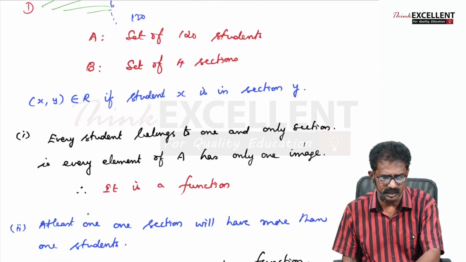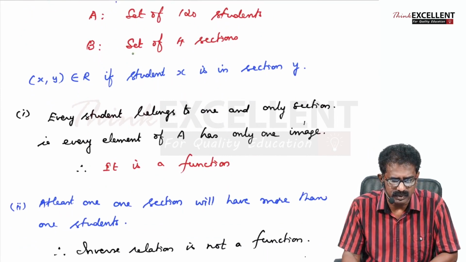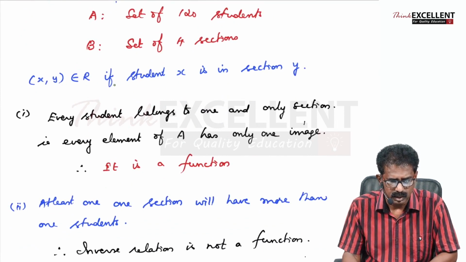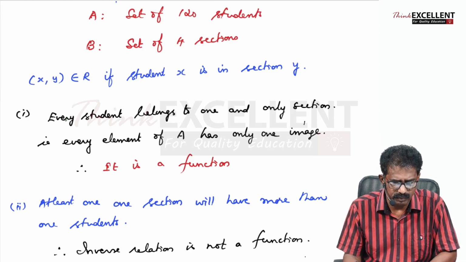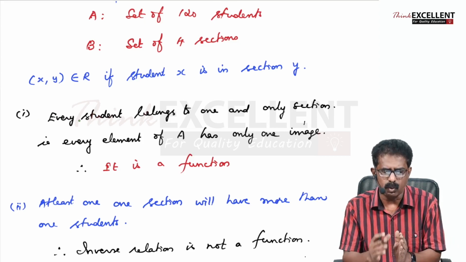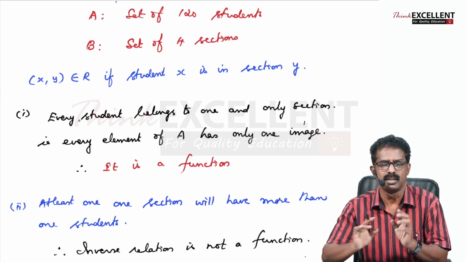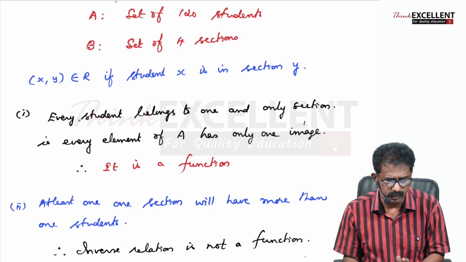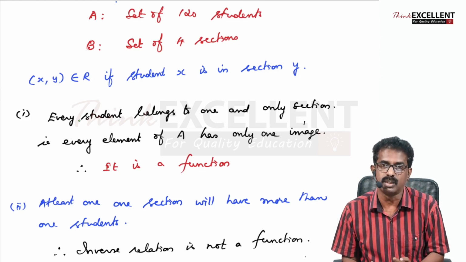Listen, this is how you write for the exam. A stands for set of 120 students. B stands for set of 4 students. X related to Y, (X, Y), if the condition is student X is in section Y. First part, every student, A to B, check whether it is a function or not. Every student belongs to one and only one section. Already explained. Take one student, he belongs to one section, right? He cannot say I'm in two sections, no. And that means every element of A has only one image, so it is a function.